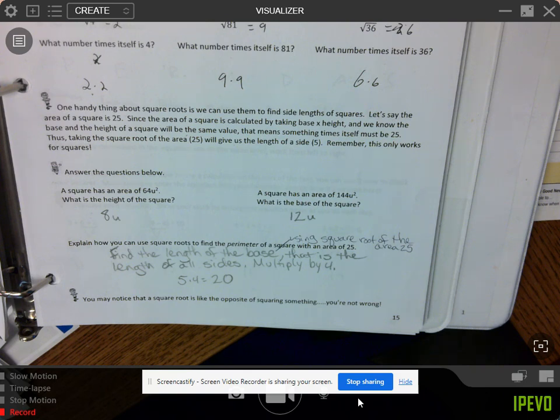Is there anybody who does not understand that wants me to go through that a little bit more in depth? Any questions on our square roots?